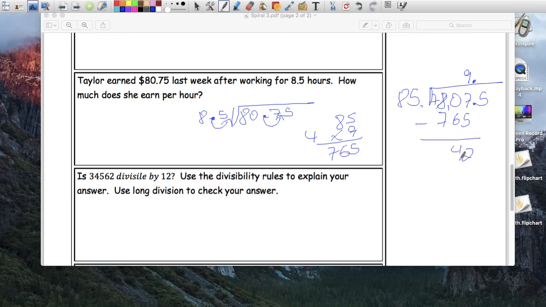10 minus 6 is 4. 42, bring down the 5. And 85 going into 425, maybe 5 times. Let's just see. 85 times 5 is 25, carry 2. 8 times 5 is 40, 42. Oh, look at that. 5 times, and you get 425. So, how much does she make an hour? She makes $9.50 an hour.